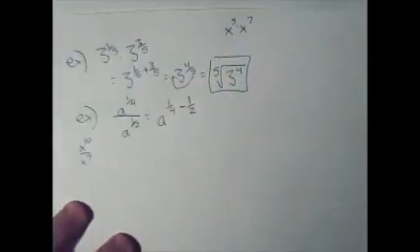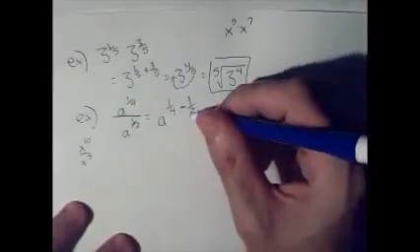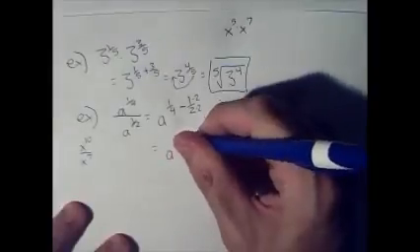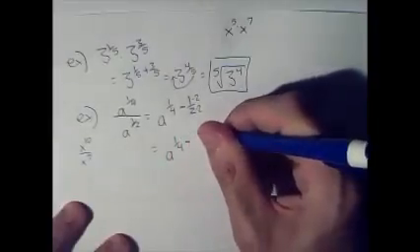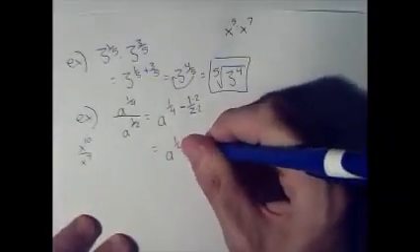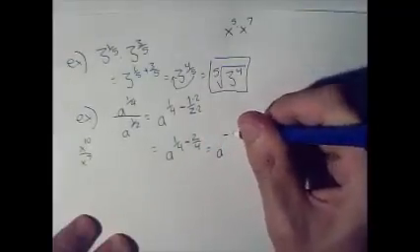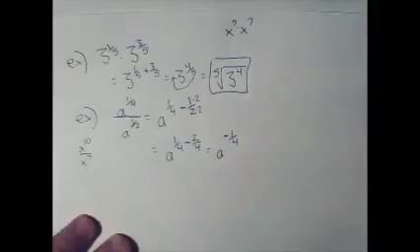In this case, I would need to get a common denominator first. Times 2 gets me a common denominator of 4. A to the 1/4 minus 2/4. Once I have a common denominator, subtract the numerators. A to the negative 1/4.